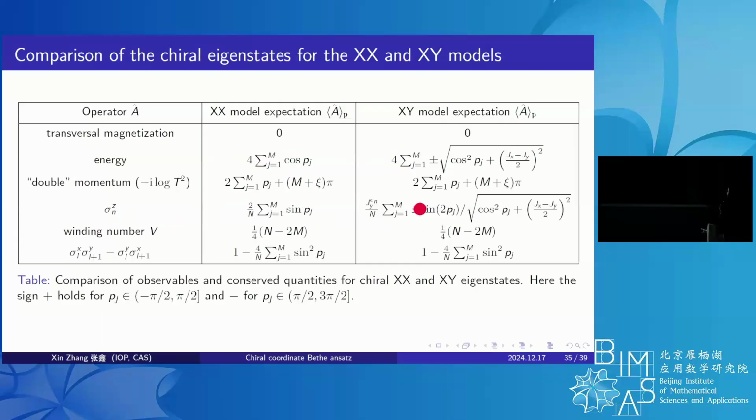But for the XY model, the expectation values of sigma_n^z are different: if the system size is odd or even, they have two different values. It means for odd sites they have one value, and for even sites they have another value. Another one is that since the vectors are the same for the XX model and the XY model, for this winding operator they have the same value. Another interesting thing is the two-point correlations. Although there are some differences between the XX model and the XY model, for the two-point correlation functions, their expectation values in the XX model and the XY model are the same.